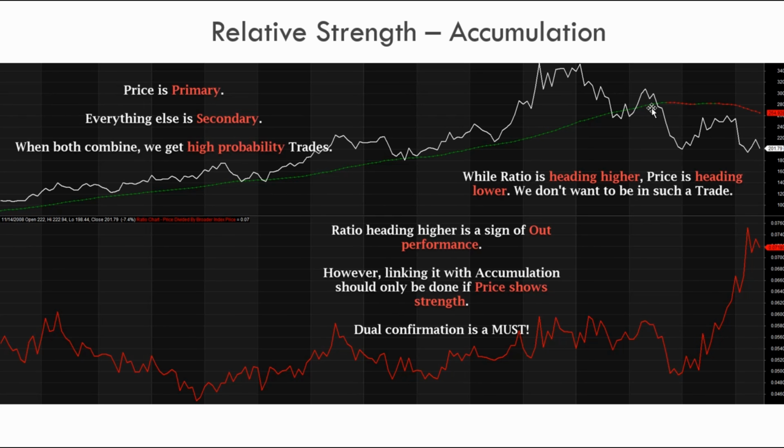But what we see is that price is forming lower highs. So you don't want to be in such a situation where you take up this trade just because the RS line is rising. Okay, so again I'll repeat this point, that the rising RS line has to be backed by rising price. You need a double confirmation, one from price and another one from RS line. That is how you will catch high probability trades, right?